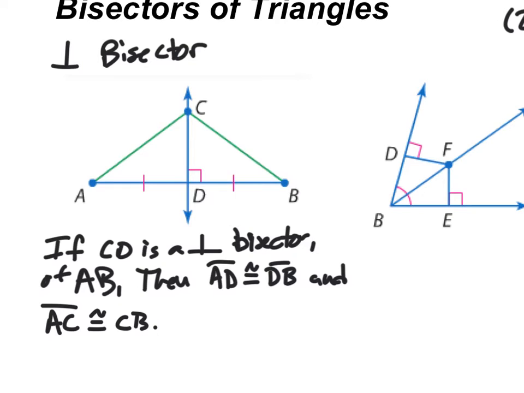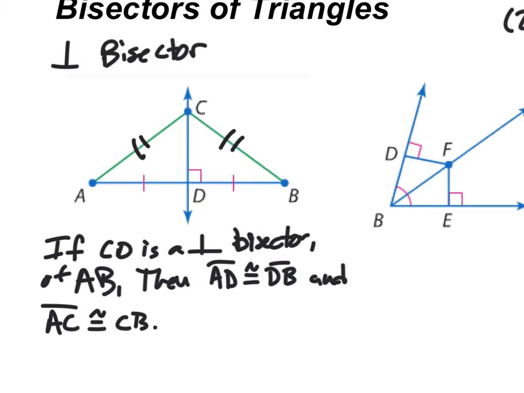So if you have a triangle here, and you know that your perpendicular bisector is right here, let's say you know you have a perpendicular bisector, then I know that any point along this perpendicular bisector will be equidistant to the endpoints of the segment that you bisected. So the conclusion that we can draw here is that AC is congruent to CB.